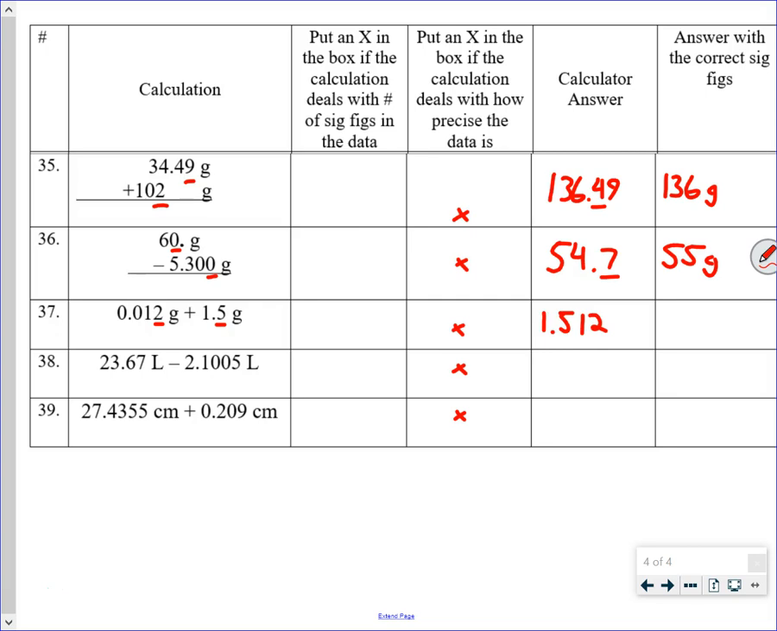But I can't report my answer like that. I have to stop at my least precise piece of information. So I have to stop at the tenths place. I look past the tenths place at the value after it. That's a 1. That's less than 5. I'm going to round off. And my final answer ends up being 1.5 grams.